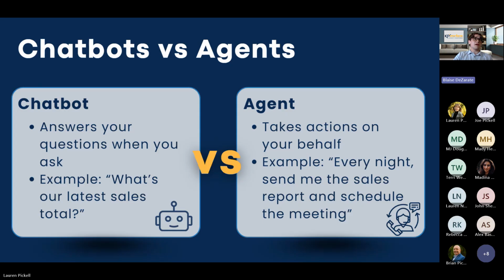So, has anyone in here ever used an agent? If you have, say yes in the chat, or let me know if you are using any right now. There's a lot more coming out every single day when it comes to agents. So, a lot to be explored with that.